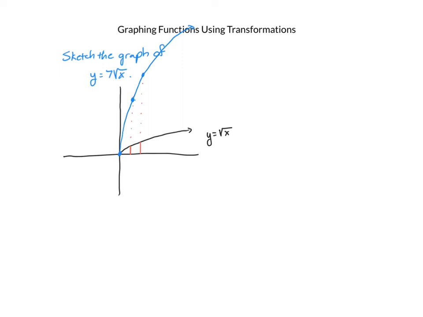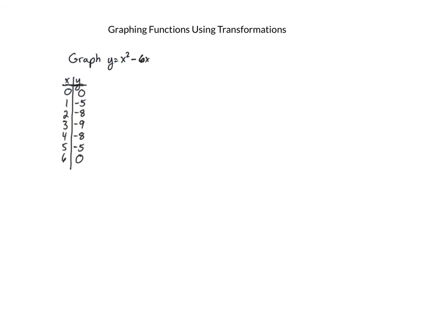We have one more transformation to talk about. For this next transformation, I'm going to show it a little bit differently. I'm not going to start with one of our parent graphs that we have in our library of functions, because for those functions, it's harder to see this transformation. So I'm going to just graph y equals x squared minus 6x first, and then we'll use that as our base graph, and we'll transform it, as you'll see in just a minute.